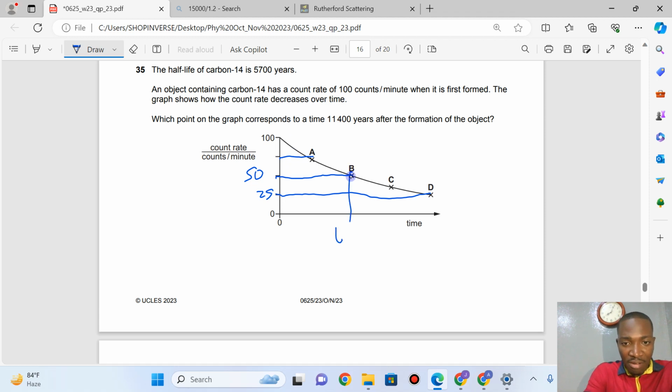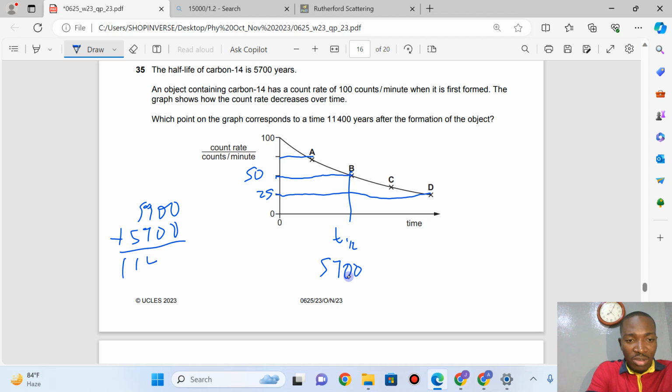Automatically, this is half-life. Now the question: which point on the graph corresponds to a time 11,400 years after the formation of the object? You know this is the half-life, right? So after 5,700 years, what will be left? You'll be left with 50 counts. But now they are asking which point corresponds to 11,400 years. So let's see, 5,700 plus another 5,700, another half-life.